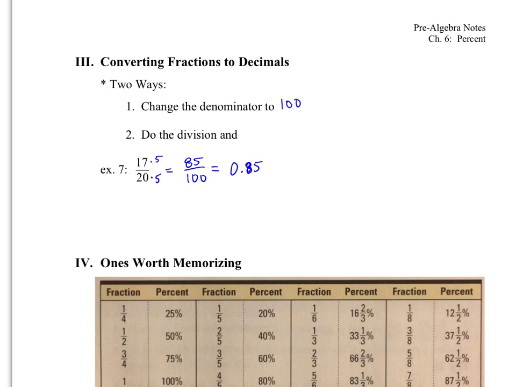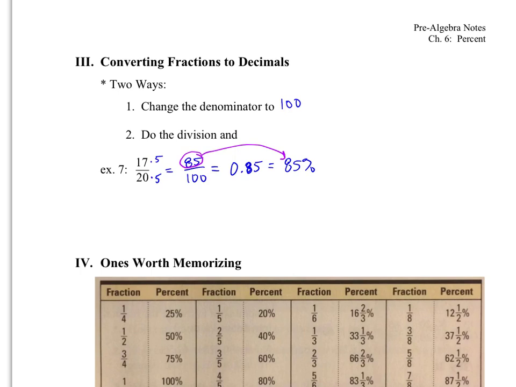And then you could make that a percent easily. You could make it 85%. Or you could even skip the decimal if it asks you to go from a fraction all the way to percent. You could skip over that 0.85, because anything over 100, this top number is your percent number. So if it's 85 over 100, it'd be 85%. If it's 45 over 100, it'd be 45%.